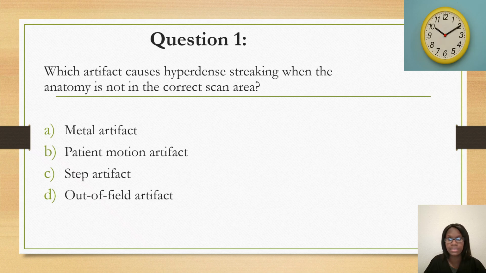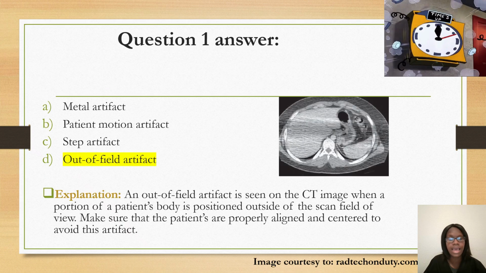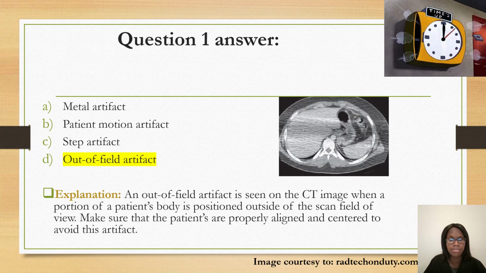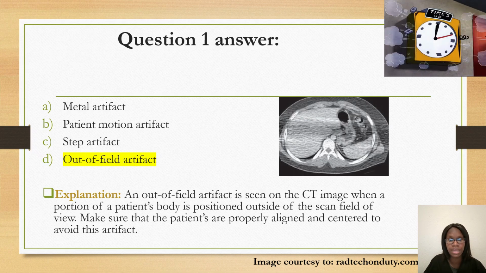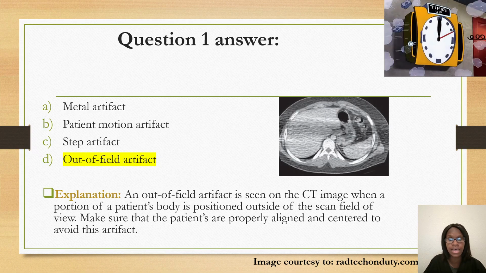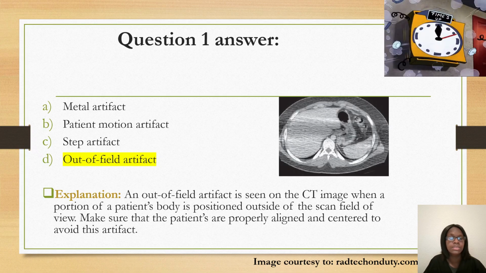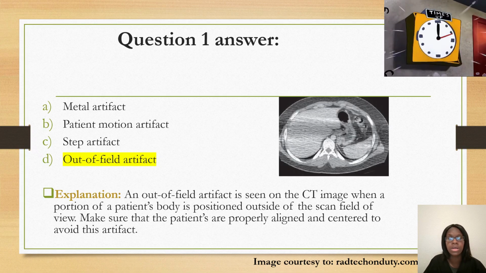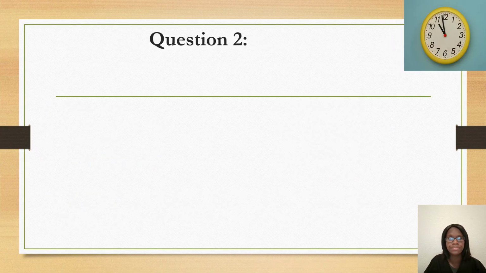All right, the correct answer is D. Out of field artifact. This artifact is seen on a CT image when a portion of a patient's body is positioned outside of the scan field of view. So make sure that the patients are properly aligned and centered to avoid this artifact.